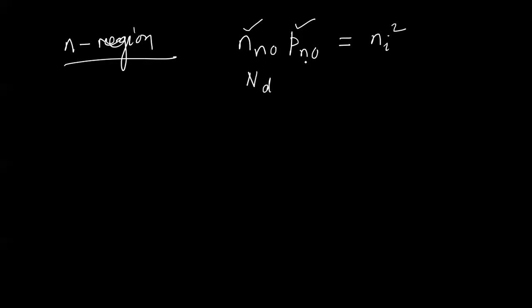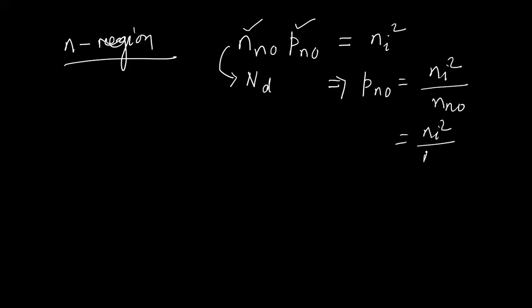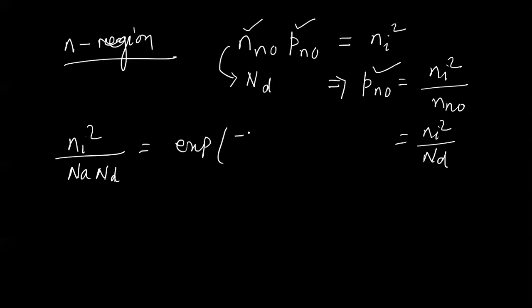We need to find this Pn0. Nn0 we can substitute with Nd, but Pn0 we need to write in some other form. For the N region, as we said, Nn0 times Pn0 is ni squared. Then Pn0 can be written as ni squared divided by Nn0, which is ni squared divided by Nd. So we got this Pn0. Now you go back to the original equation and substitute it. So we got ni squared divided by Nd equal to exponential of minus eVbi divided by kT.